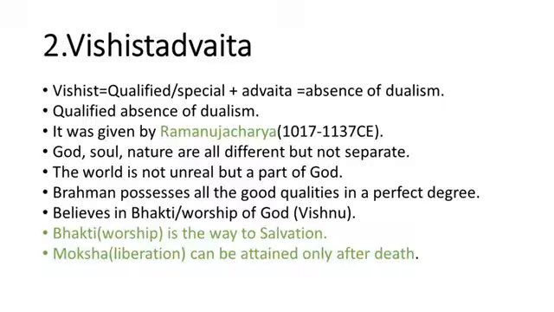This school says that God, soul, nature are all different but not separate. Unlike Advait, like we have discussed, which said that the world is just an illusory appearance or Maya, the Vishisht Advait, however, said that the world is not unreal but a part of God. This school believes that Brahman possesses all the good qualities in a perfect degree, believes in bhakti, worship of God Vishnu, and it says that bhakti is the way to salvation.